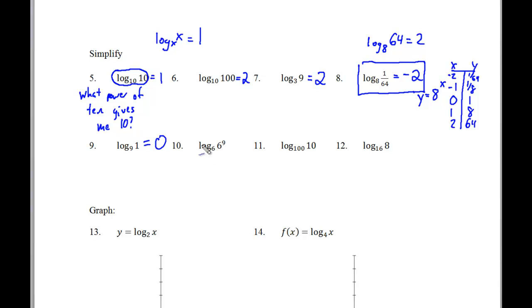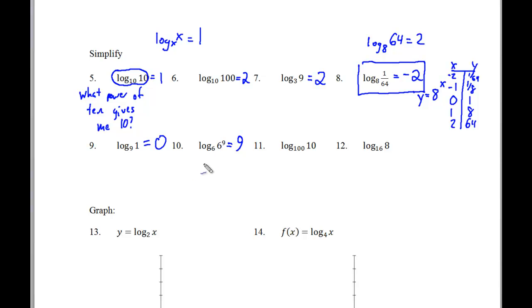Now in problem number 10, you might be inclined to go 6 to the 9th power, and then ask yourself, 6 to the what power is this big number, over 10 million? Well, think about it this way. 6 to the what power is 6 to the 9th? Well, that answer would be 9. So 6 to the what power is 6 to the 9th, and that would be 9.